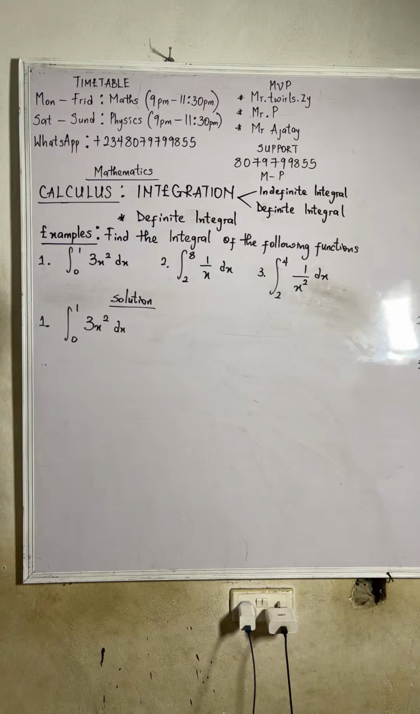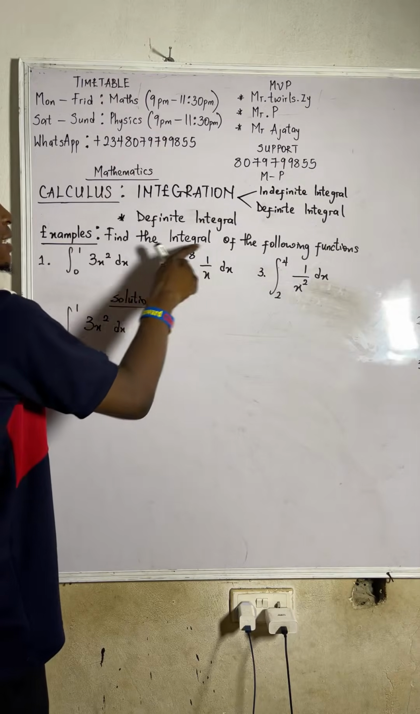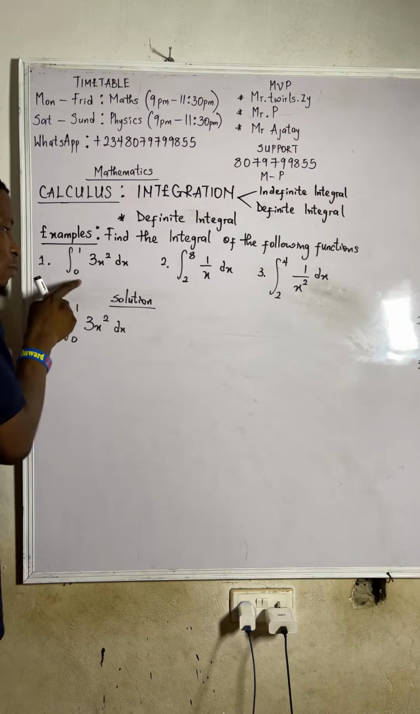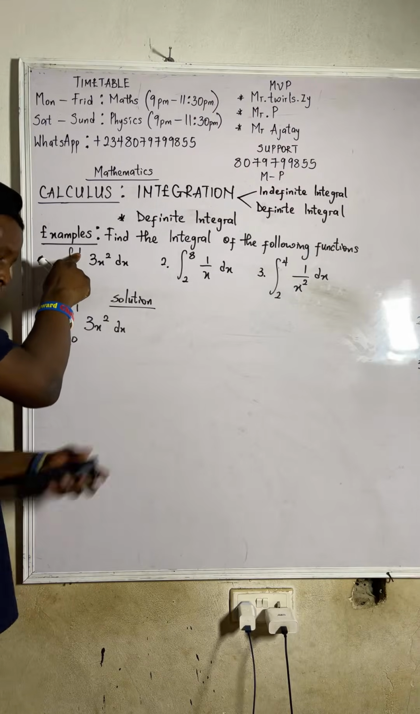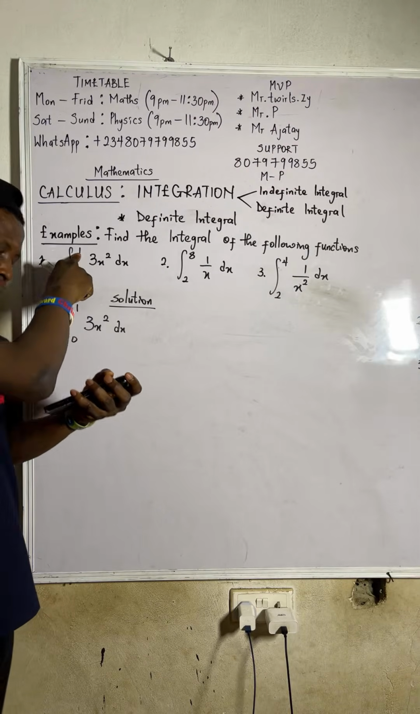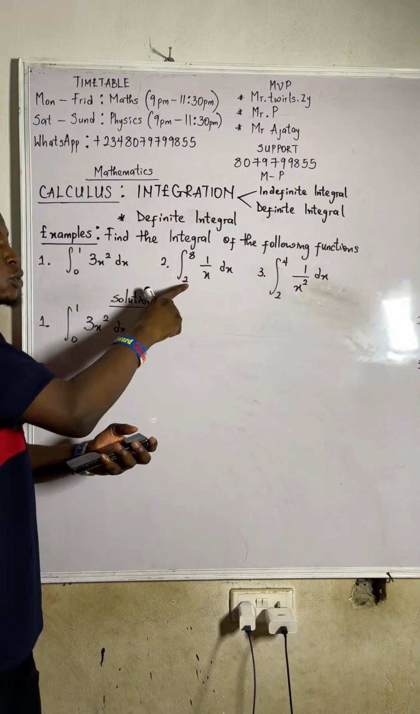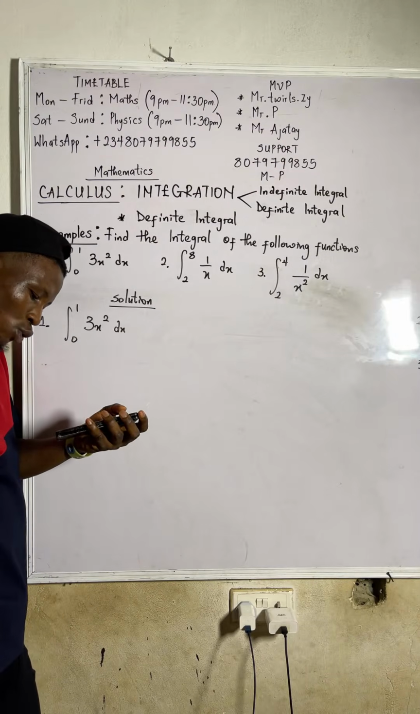Now, let's look at this one. This is under definite integral. Find the integral of the following functions. You see that this is definite when it has a limit. This is called the lower limit, and this is called the upper limit. Lower limit, upper limit. Are we all good to go? Are we ready?